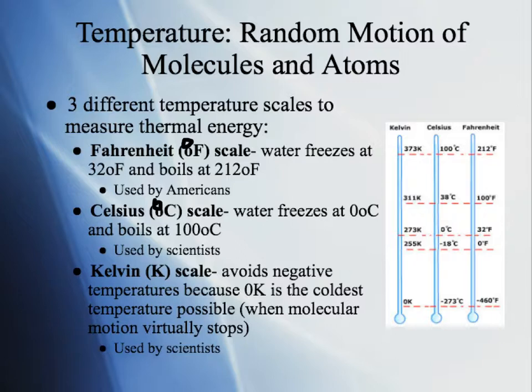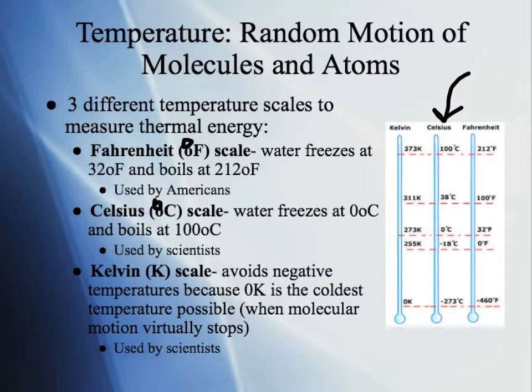So when all molecular motion virtually stops, that is what 0 Kelvin is. And scientists have reached within 0 Kelvin, but never 0 Kelvin as of yet. So if we take a look at the right-hand side here, in this graphic we can see the different temperature scales and how they compare to each other.